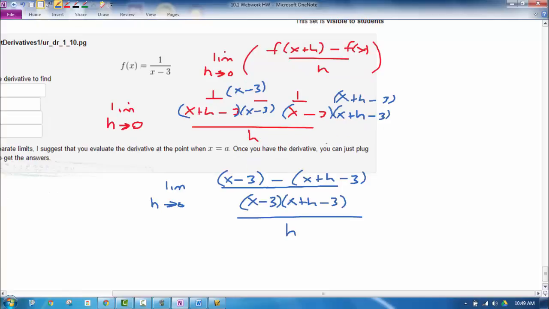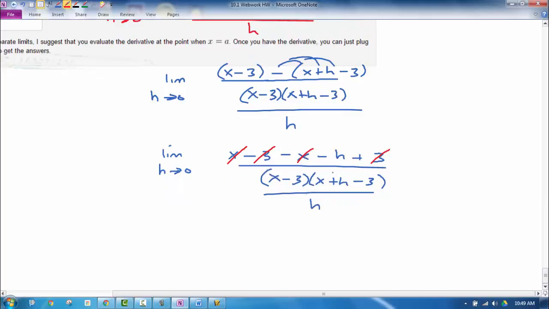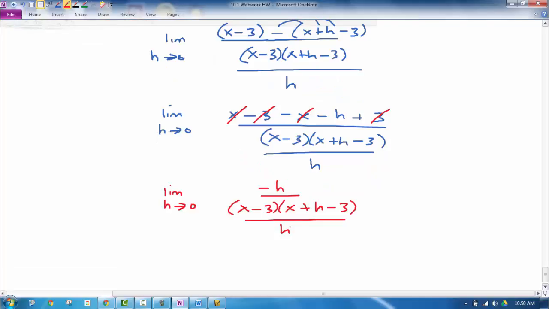Now you want to distribute the negative, in which case you get this. And then the top simplifies because x and negative x and 3 and negative 3 cancel. So you just get negative h in the top. So let me rewrite that for this right here. And then we need to divide by h. Instead of dividing by h, let's multiply by 1 over h. And then these h's will cancel. Let me rewrite that. That turns into this right here.